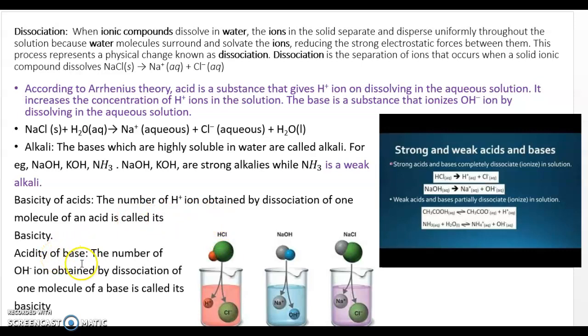Acidity of the base means the number of OH- ions obtained by dissociation of one molecule of a base. For example, sodium hydroxide will give 1 OH- ion, and magnesium hydroxide will give 2 OH- ions. That is called the acidity of the base. For basicity, HCl gives 1 H+ ion, H2SO4 gives 2 H+ ions, and H3PO4 gives 3 H+ ions. That is the basicity of an acid, and this is the acidity of the base.